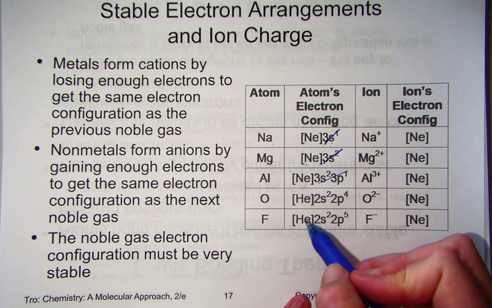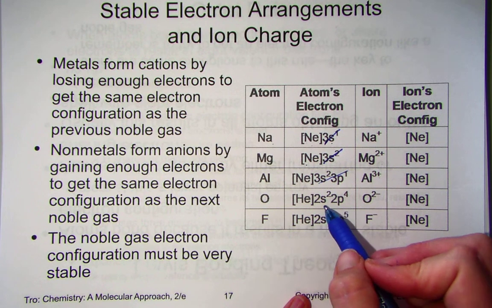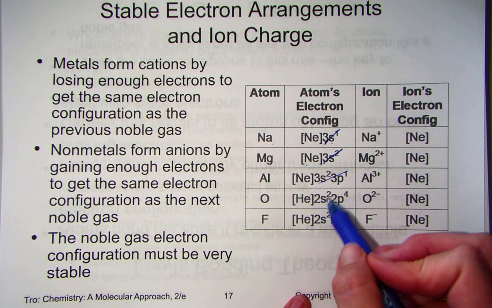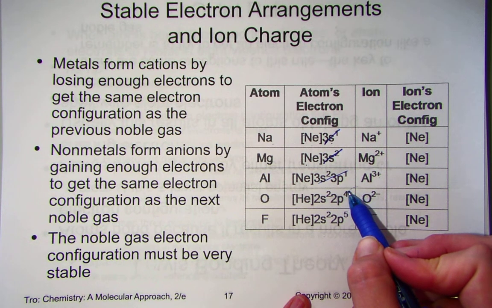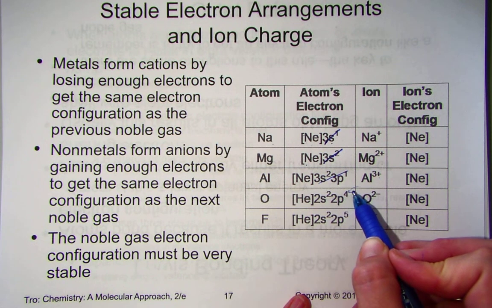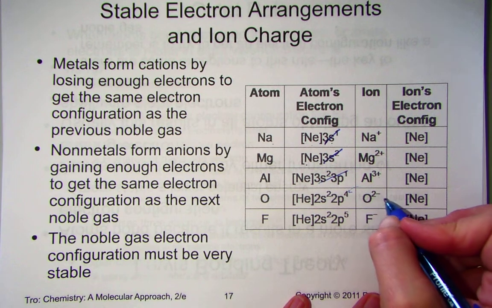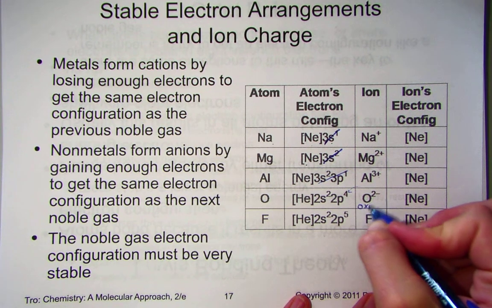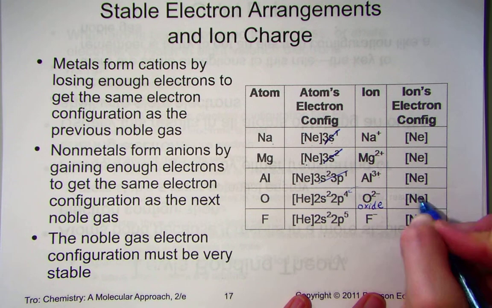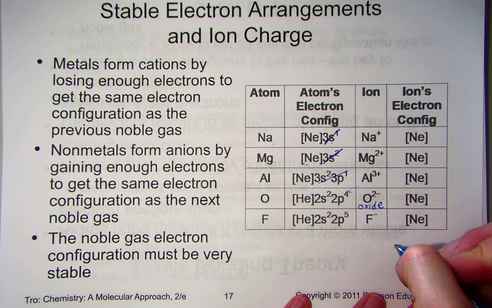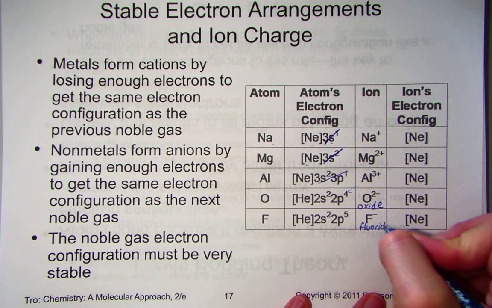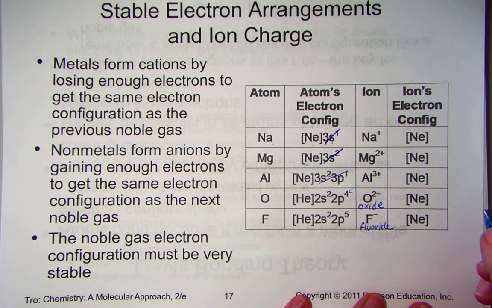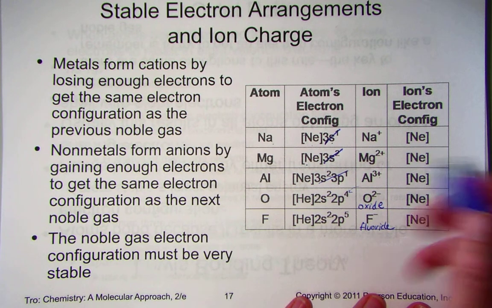For oxygen, the last noble gas passed through is helium. We're in the second energy level, 2s2, 2p4. It's easier to gain 2 electrons to fill that second energy level than to try to lose 6. Gaining 2 electrons now carries a -2. Here it's called oxide, now having the same configuration as neon. Fluoride will gain 1 electron to achieve the noble gas arrangement of neon.